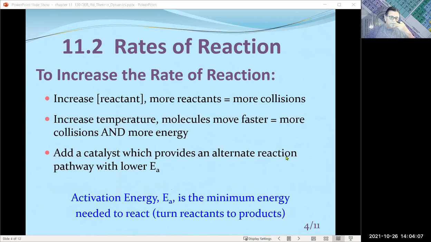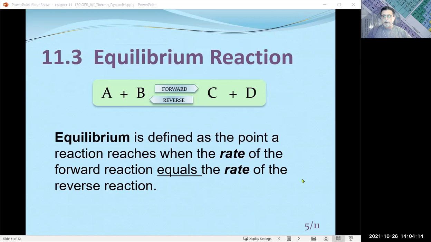Okay. Now, as I stated, the activation energy is the minimum amount of energy needed for reactants to become products. All right. Now, we also have what are called equilibrium reactions, and these are reactions with double arrows. Basically, it's just telling you, here we've got an example in general terms: A plus B react in the forward direction to give us two new products, C and D. But you can also have C and D react to go back to the A and B state. And it's an equilibrium reaction.